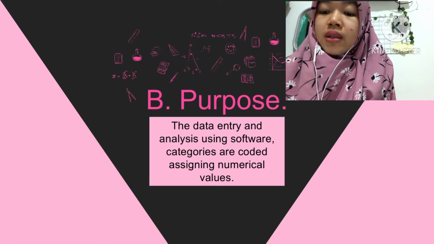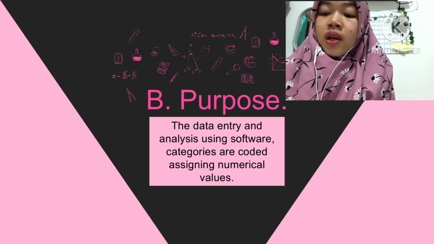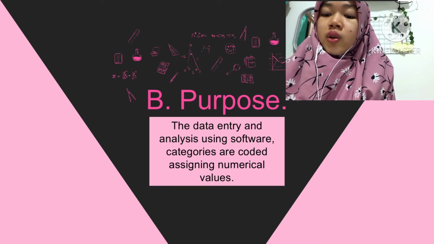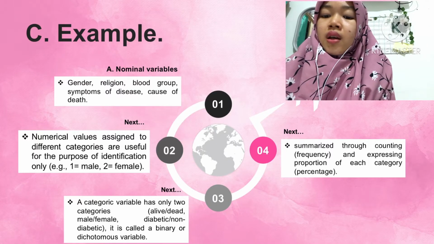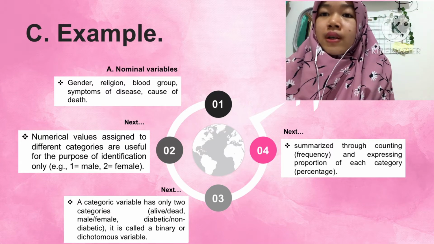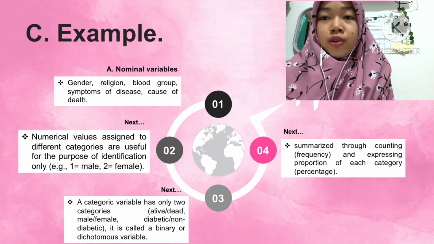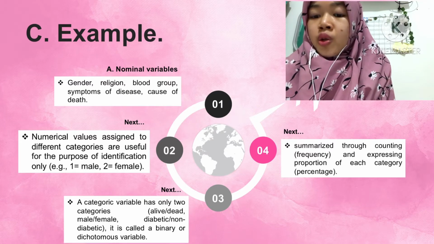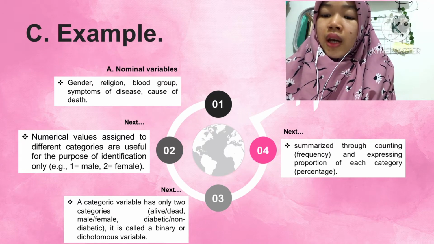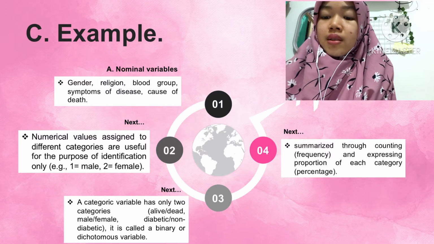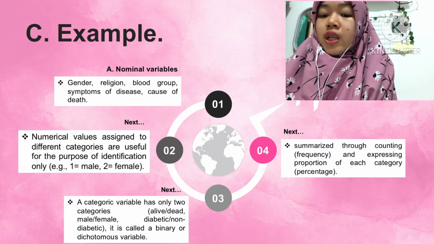It's about the purpose. The purpose is data entry and analysis using software, and categories are coded by assigning numerical values. The next slide is about the example. The first is nominal variables. Examples are gender, religion, blood group, symptoms of disease, and cause of disease. These types have numerical values assigned to different categories, useful for purpose of identification only.